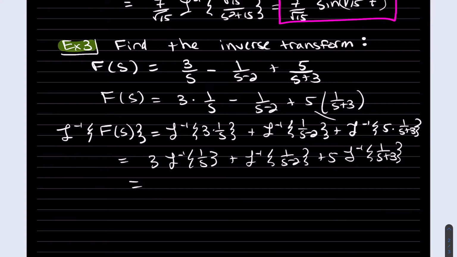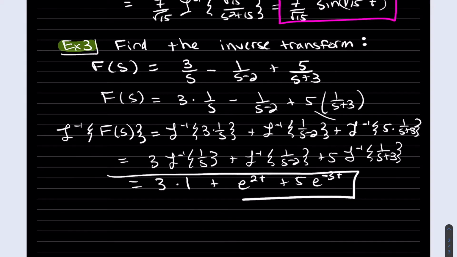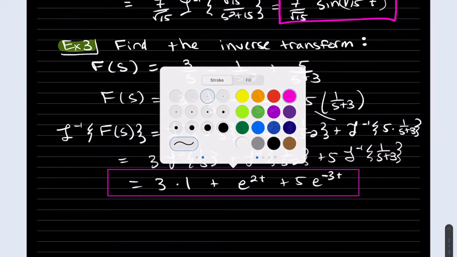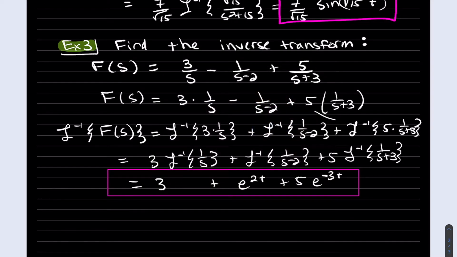So our final answer is the Laplace inverse of 1 over s is 1. This is e to the 2t. And that's actually minus, it's the opposite. And that's our final answer. And we don't need that one really. Just 3.